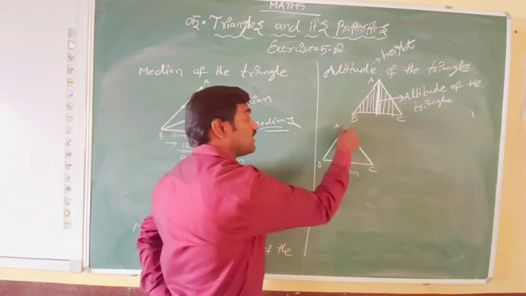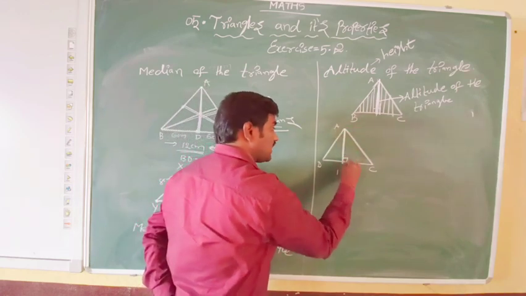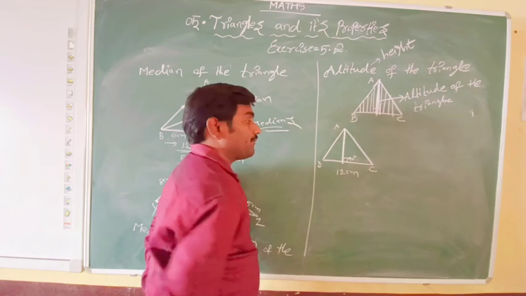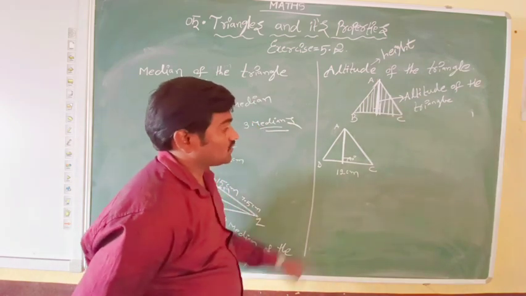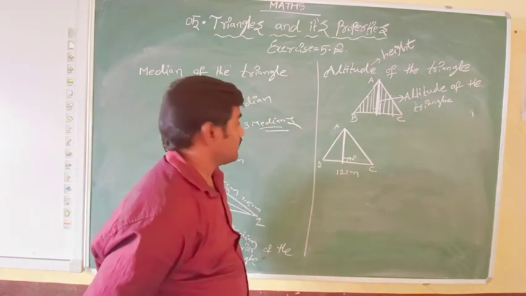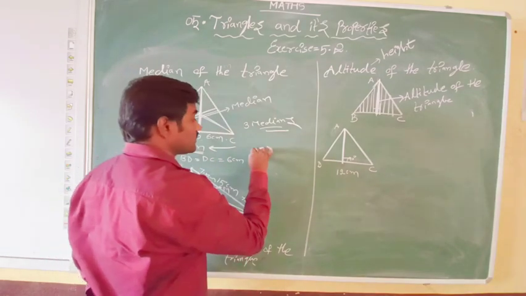No. It comes from the vertex to the opposite side, a straight line which is perpendicular. It intersects perpendicularly. And here you see, it will not be intersected.